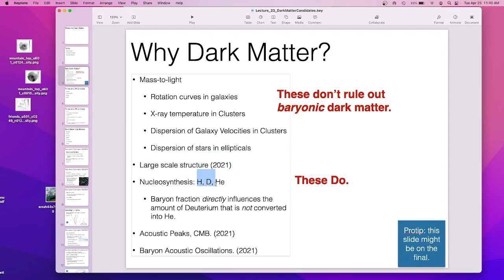Then nucleosynthesis in the early Big Bang: the relative abundances of deuterium, hydrogen, and helium all tell us about the density in the early universe. The acoustic peaks of the CMB tell us about the dark matter, because they tell us how dense things can get. The dark matter makes things dense, and the pressure makes things less dense. So pressure versus dark matter are in the peaks of the CMB. And we talked about baryon acoustic oscillations, and I'll show that plot again.